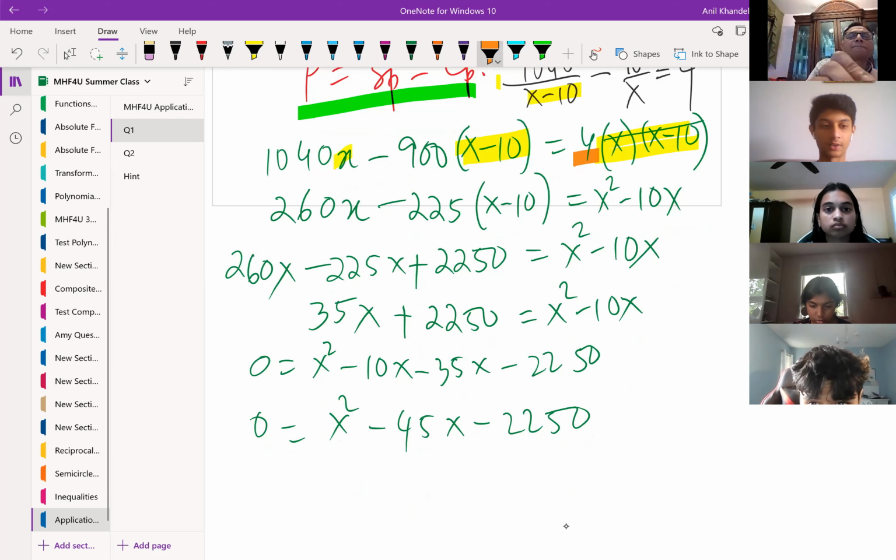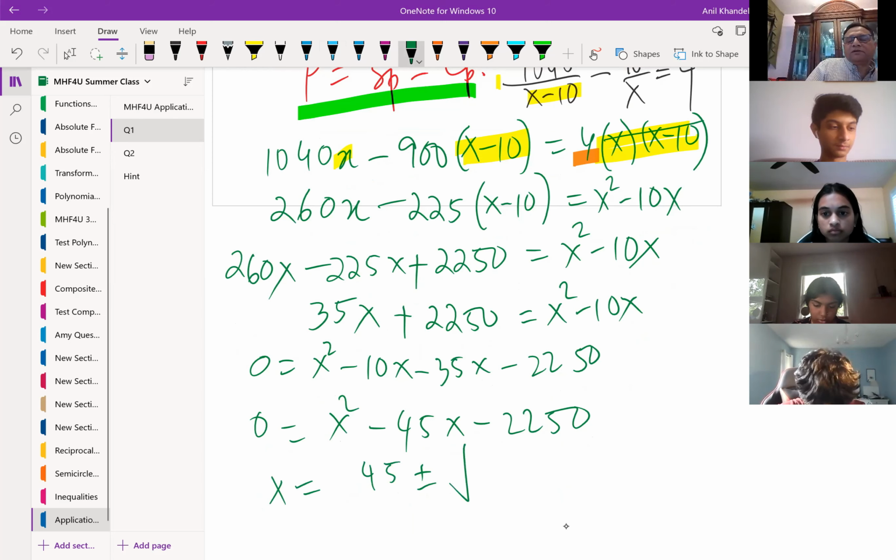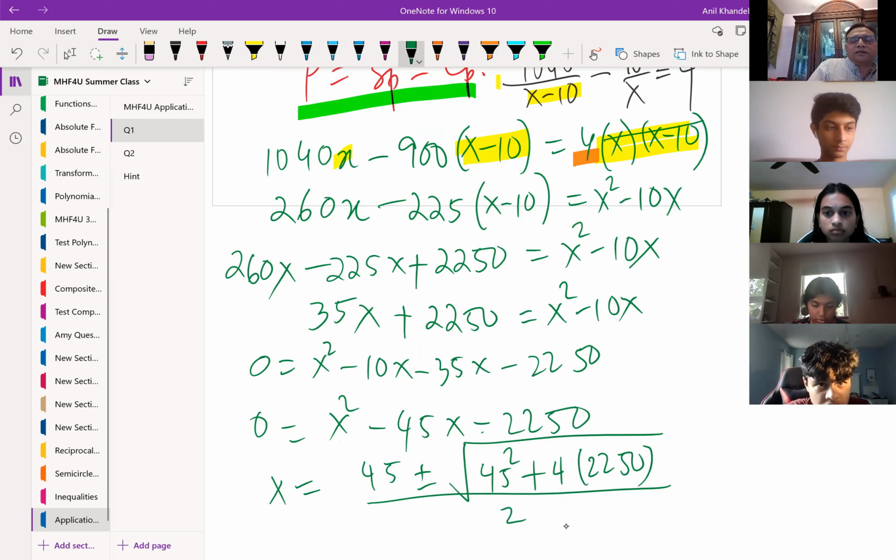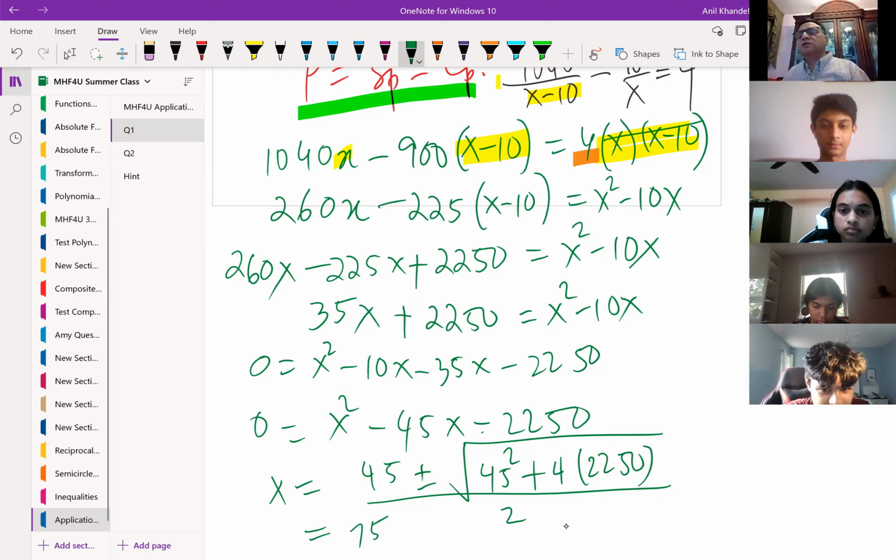So x equals minus b, which is 45, plus or minus the square root of 45 squared minus 4ac. Minus and minus becomes plus 4 times 2250, over twice a, which is 2, and calculate. If you get one positive and one negative answer, the positive one is the only right answer, which you said is 75, correct? Yes, sir. So that is the number of pizzas they actually bought. Is that clear to you? Now you can answer all 3 questions. Does that make sense?